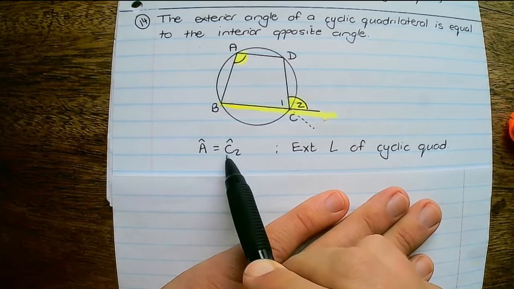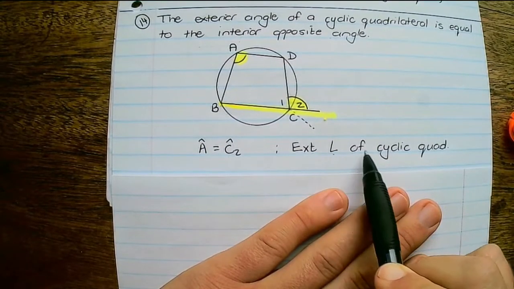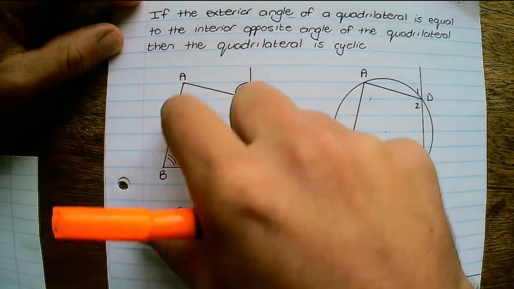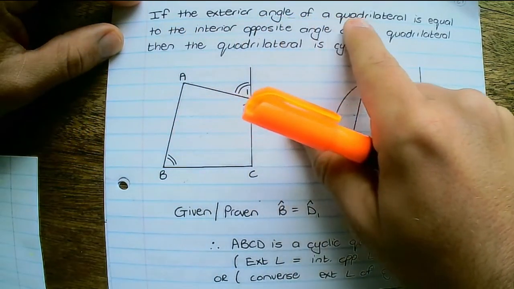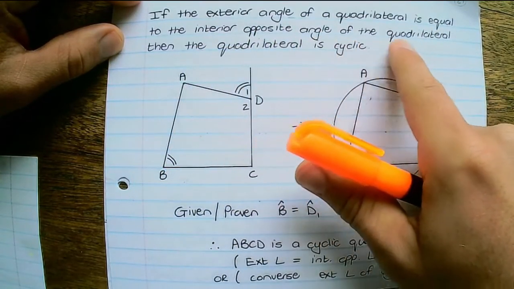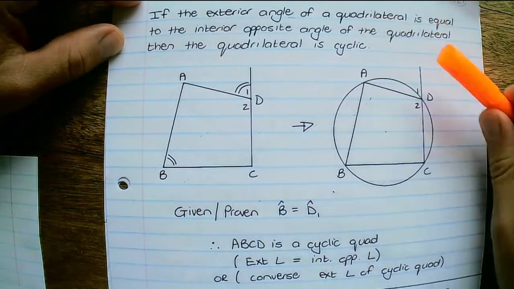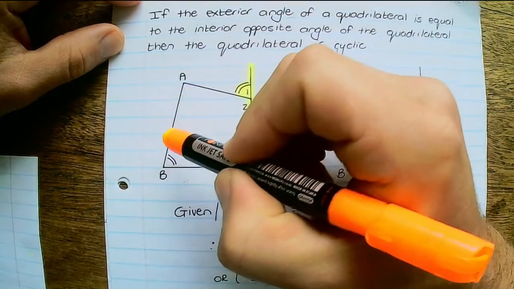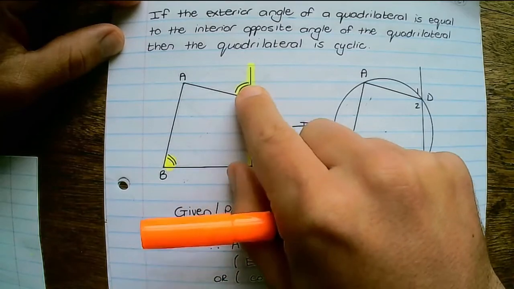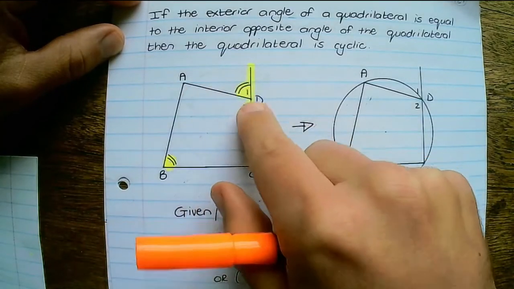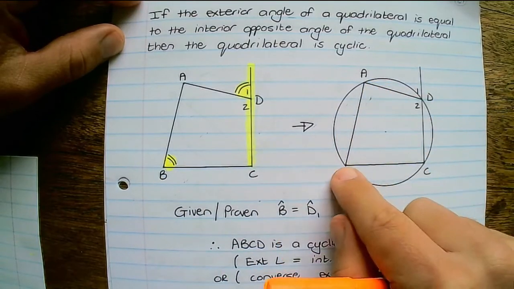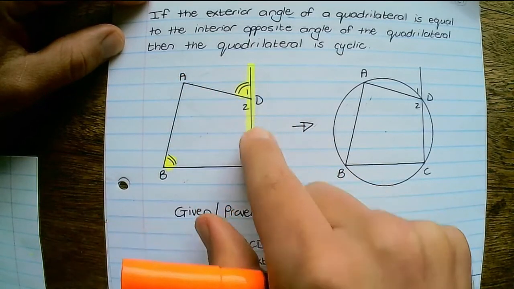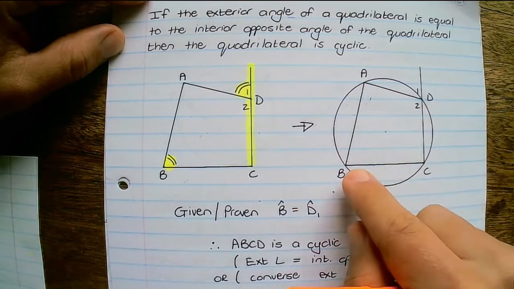So I can say angle A is equal to angle C2, exterior angle of a cyclic quad. And yet again, there's a converse or conclusion or conversation which we can have. So if the exterior angle of a quadrilateral is equal to the interior opposite angle of the quadrilateral, then the quadrilateral is cyclic. So what we are given is that there's an exterior angle. And if we can prove or given that it's equal to the opposite interior angle, then these 4 points lie on the circumference of a circle, and therefore this diagram ABCD or this quadrilateral ABCD is a cyclic quadrilateral.